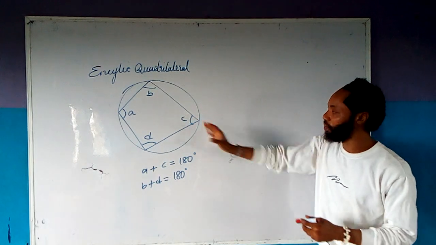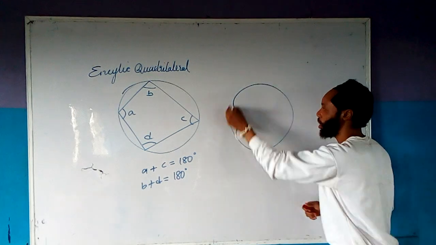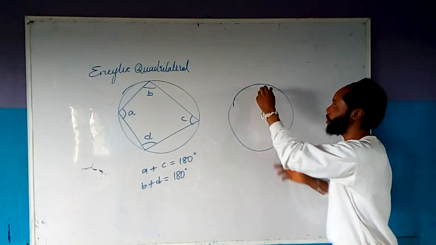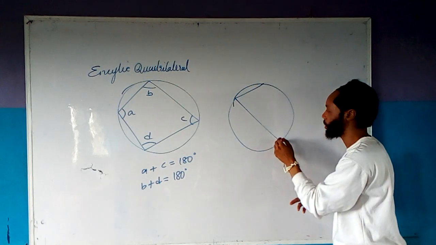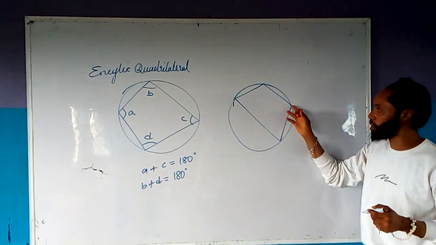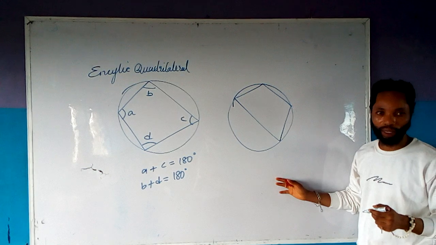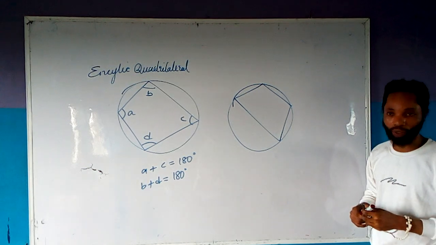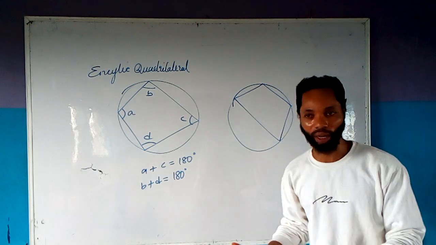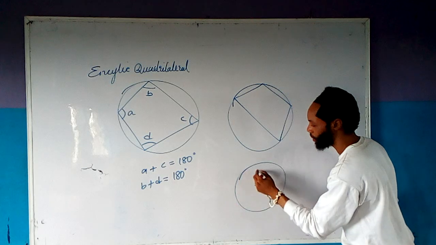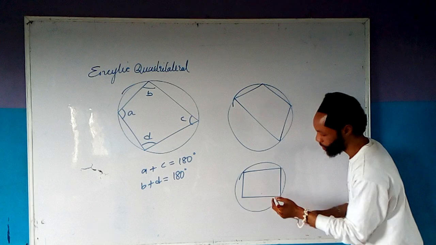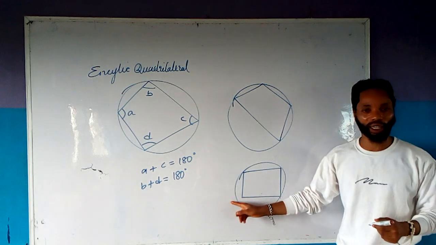Then, if you want to identify a cyclic quadrilateral, all the vertices of the quadrilateral must touch the circumference. In this case, you can see all the vertices touch the circumference. As long as it's a four-sided polygon and all the vertices touch the circumference, then you have a cyclic quadrilateral. But there are cases where you see something like this. They look very rectangle-like, but this part is not touching the circumference. Hence, this is not a cyclic quadrilateral.